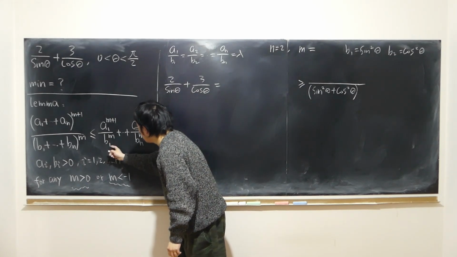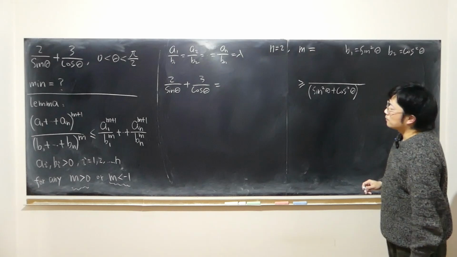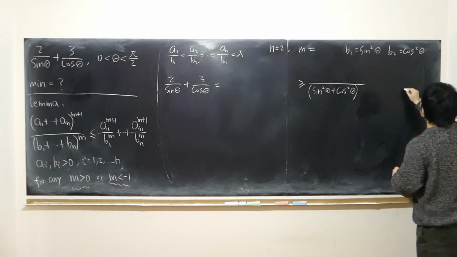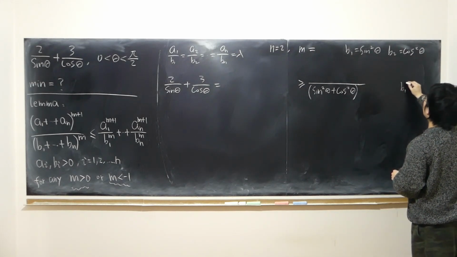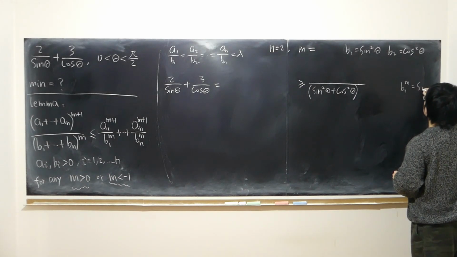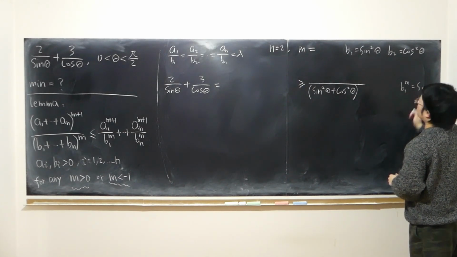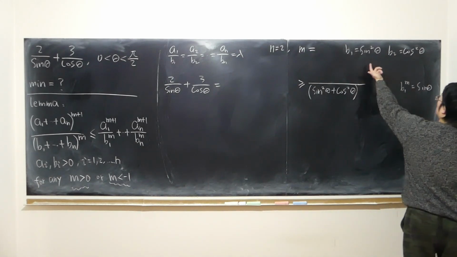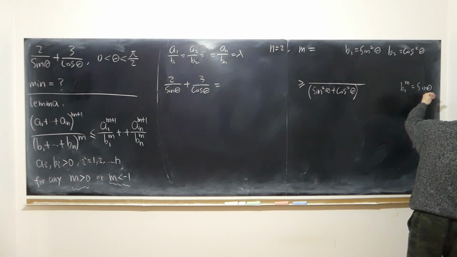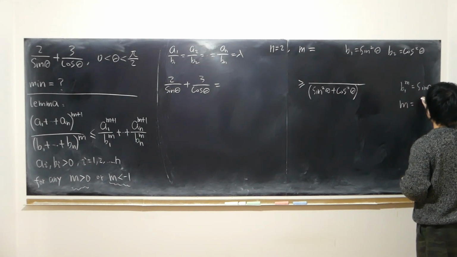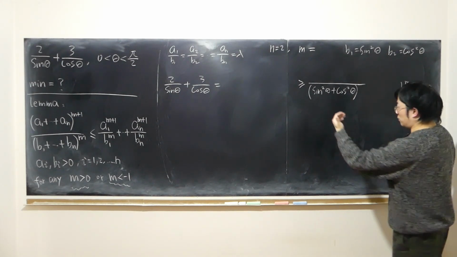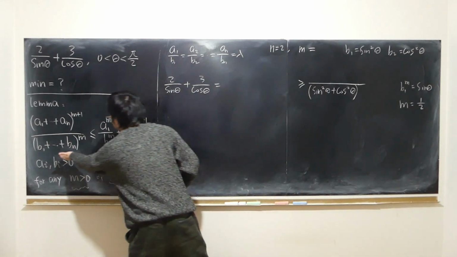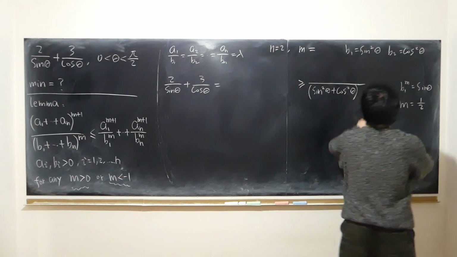So what's B1 to the power of m? Somehow I want B1 to the power of m to equal sine. I want it equal to sine. So it looks like sine squared to the power of m equals sine, so m must be half. Let's see if that works in our favor. So that means m is half, so to the power of half.